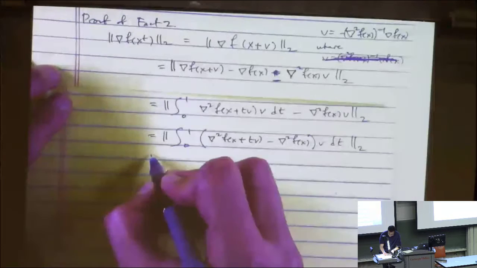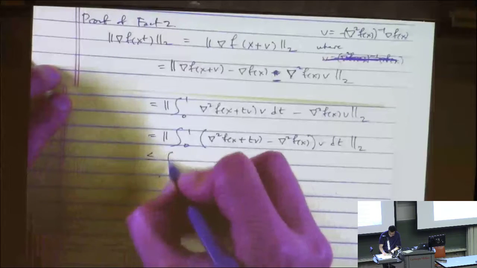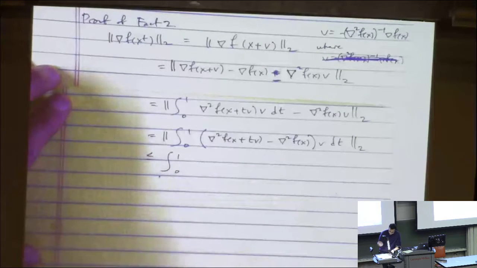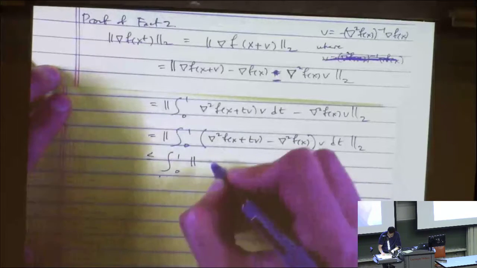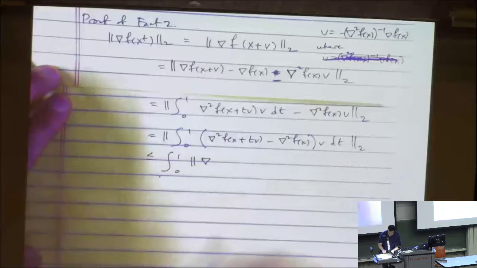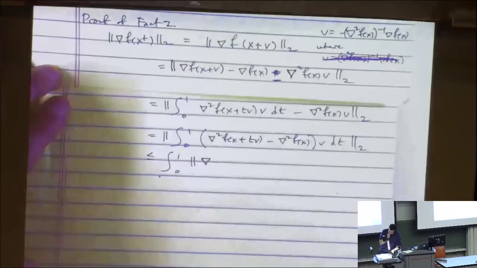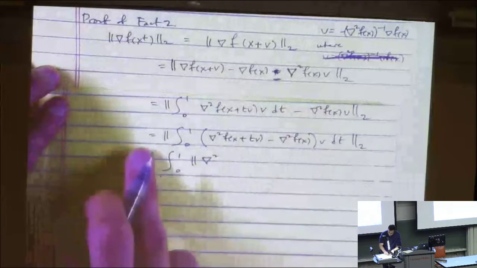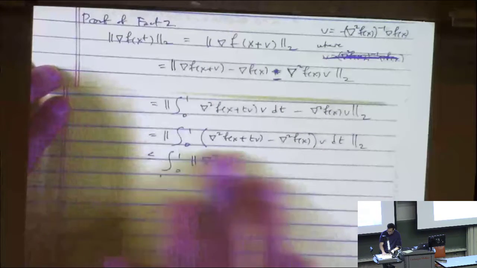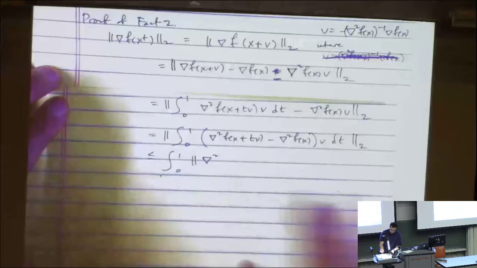And now I'm going to use, I don't know what to call it, maybe some version of the triangle inequality, where I'm going to suck the norm inside the integral, right? The norm of the integral of a function is less than or equal to the integral of the norm.